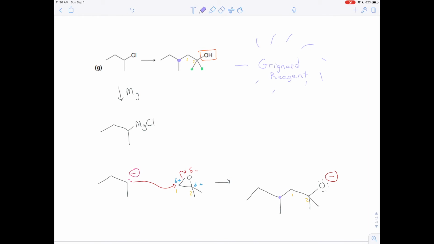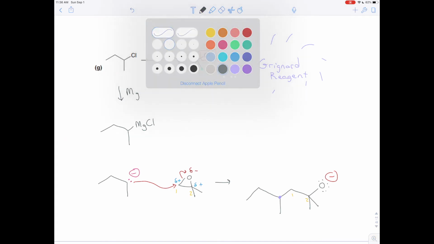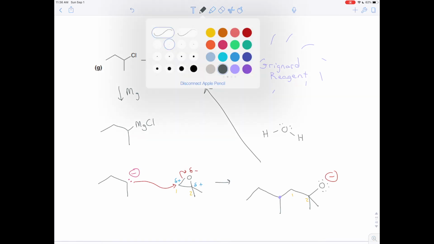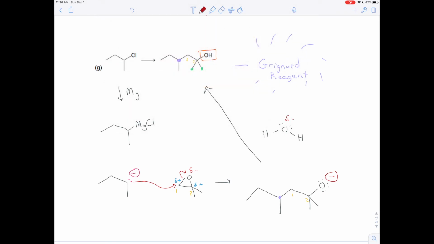Okay, so that's pretty close actually to what we want. We just want to add that extra hydrogen there, so to get that hydrogen on there to help stabilize or cool off that negatively charged oxygen, we can add a water.